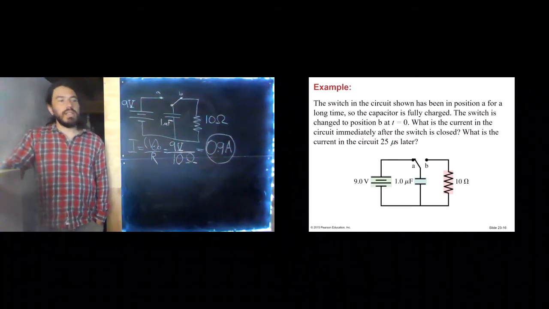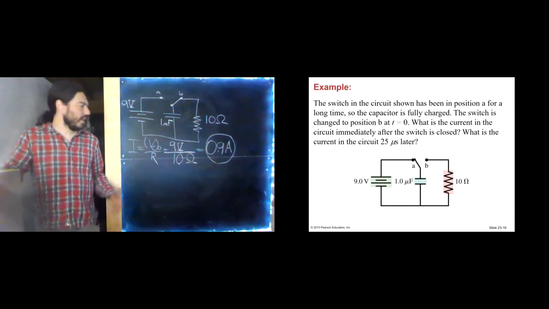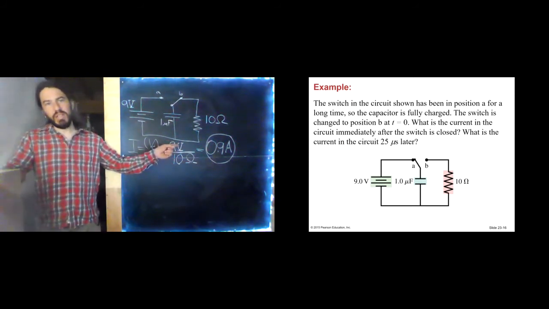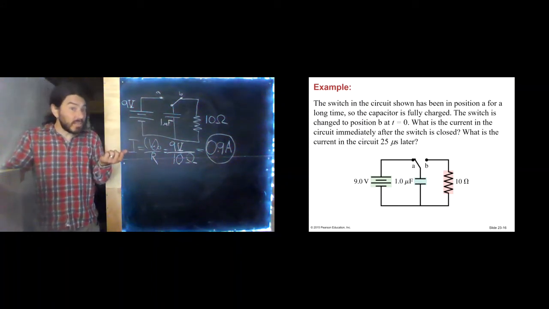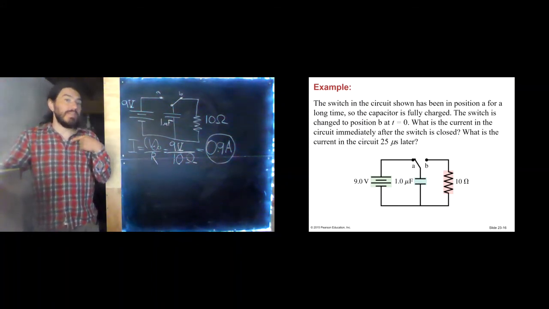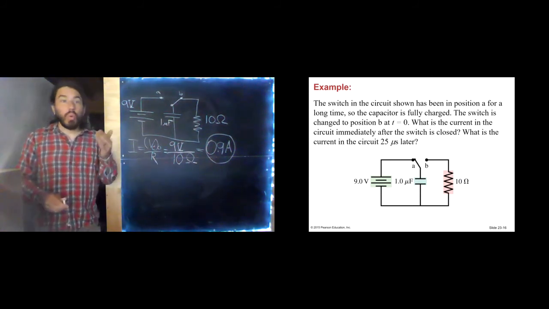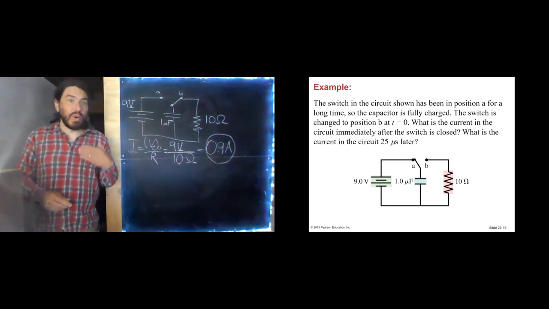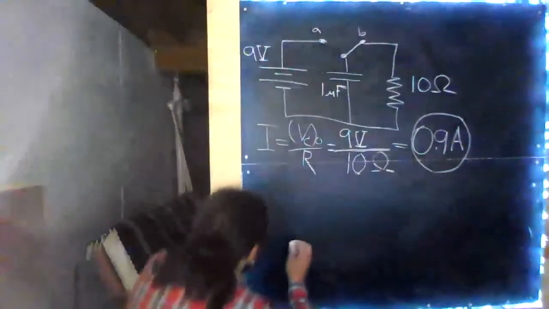Now, what is the current in the circuit 25 microseconds later? Well, think to yourself, should we get a smaller value, a bigger value, 0? We should get a smaller value, right? Because as this capacitor discharges, the current should go down. And so we're going to want to look up the equation for the current in a discharging capacitor. And it looks like this.